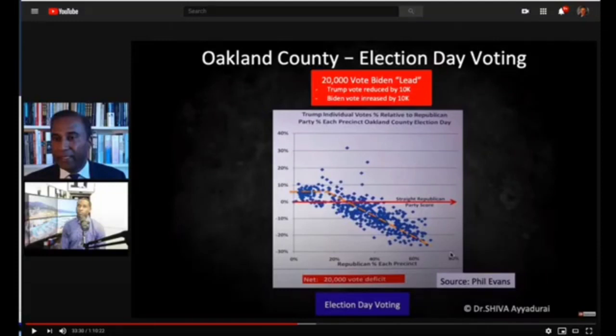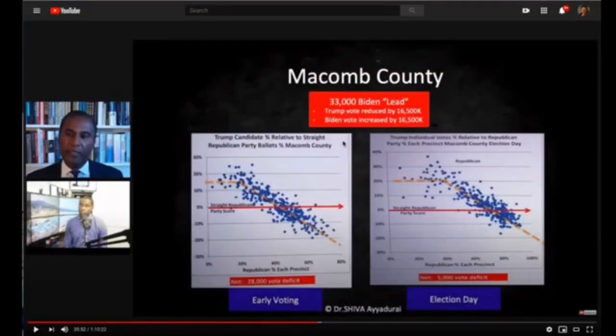So let's look at what the rest of the guys are doing here. Here's Macomb County. Early voting on the left, election day voting on the right. You'll notice that the exact same thing is there, the same illogical, nonsensical thing, that he is up in areas that are most Democratic. He's way up there.